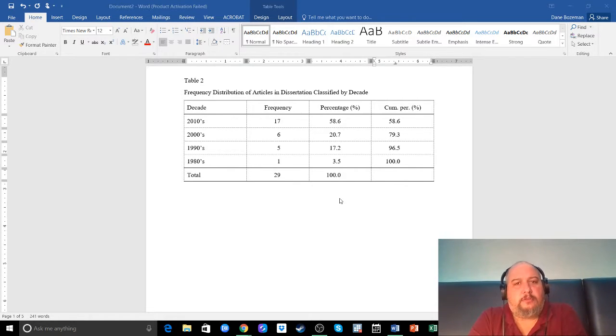But if I look at this table that we see right now, and it shows I have 29 articles, I can hold on to that. I can say, okay, I understand there's 29 articles. And I can understand that 17 of those articles, more than half, were published in the decade of the 2010s. And this is a concept that I can easily hold on to as I'm reading the text. And that's why they're useful.